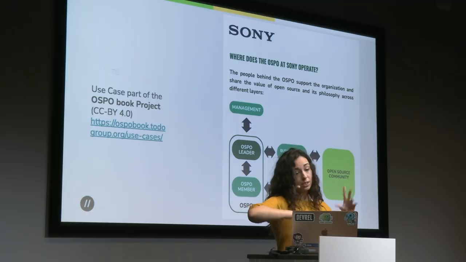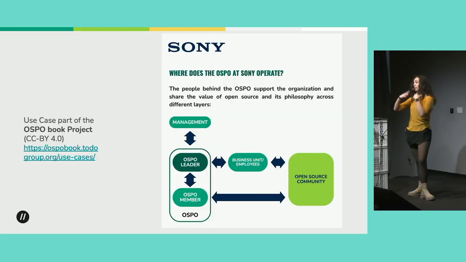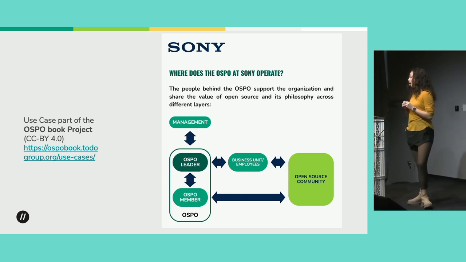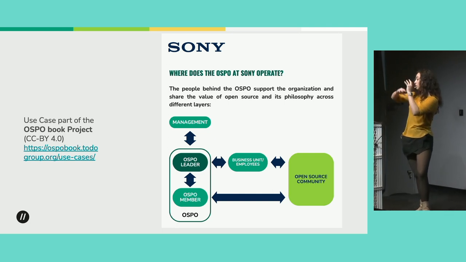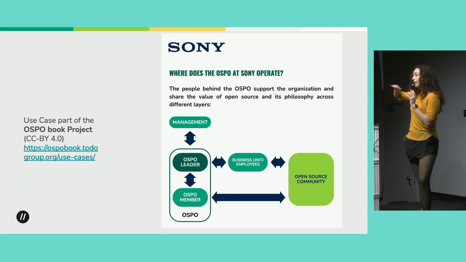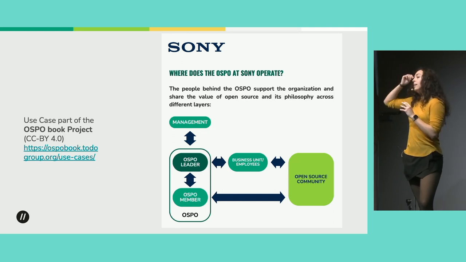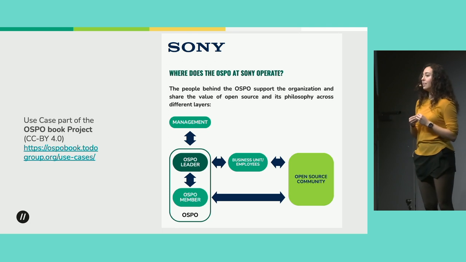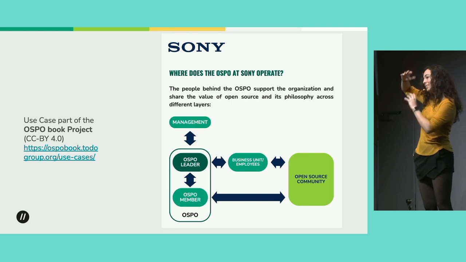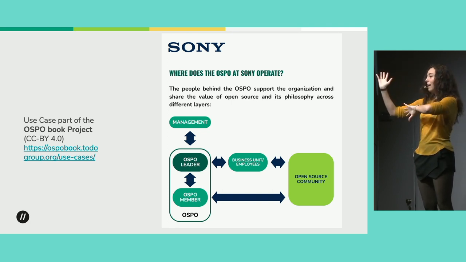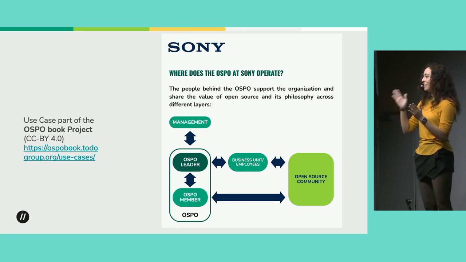Let me give you some examples. This comes from a use case from the OSPO book project, one of the projects we are developing in collaboration with many organizations, apart from the tutor group, where they explain how the OSPO is structured into OSPO members and OSPO leaders, and they are directly connecting with the open source community, but they are also in the different business units translating. It's not the same working with the security team as with the legal team, the IT and the developers, or the marketing team. So they have to work somehow in parallel to become these connectors. It's not as easy as just a straight line.